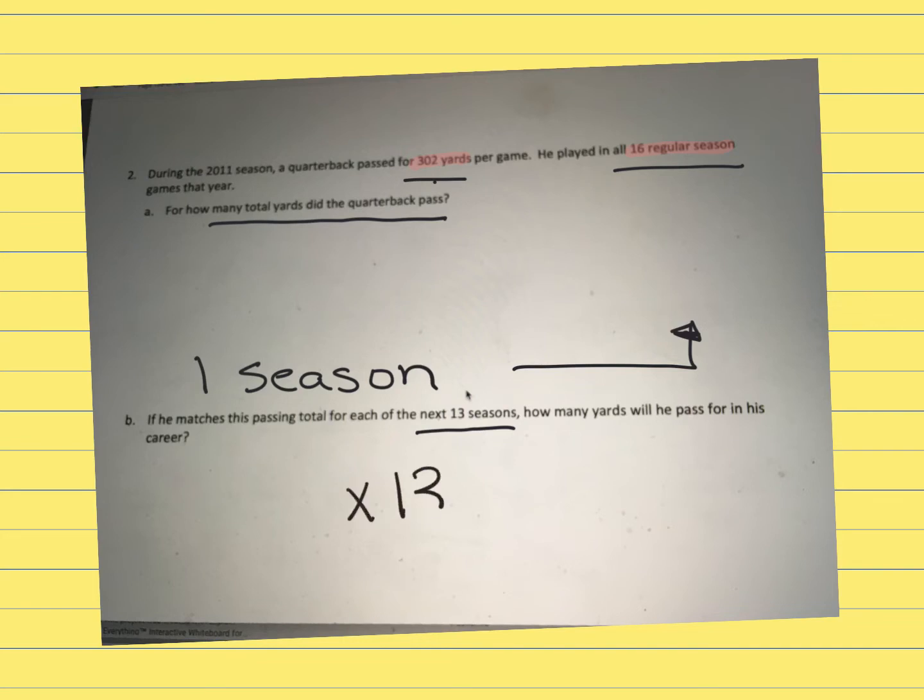So up here in A, you're going to find out how many yards he passed in one season. And then for his whole career in football, the next 13 seasons, it says if he matches this, if he gets the same amount, how many yards will he pass for his career? So you're going to take the total up here, how many yards he passed in one season, times 13. And that will be his total career.